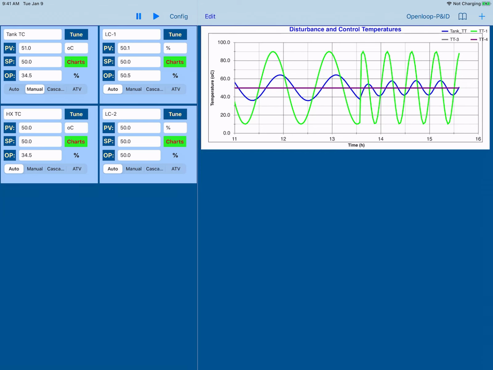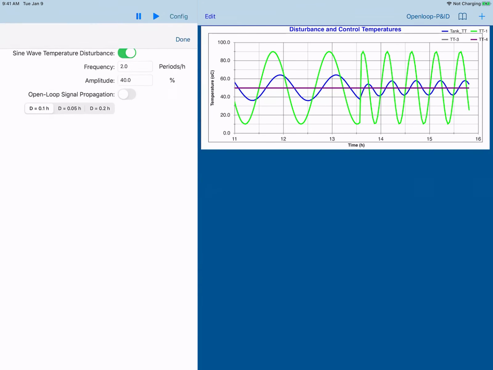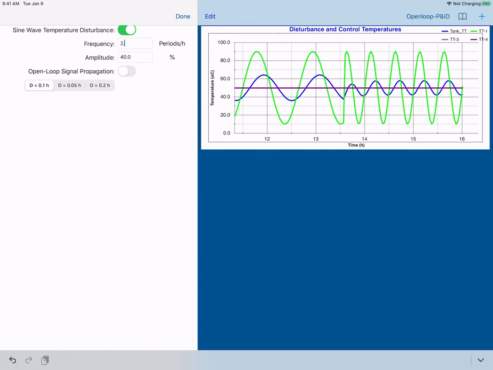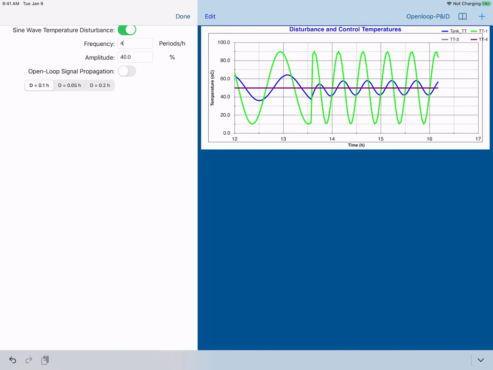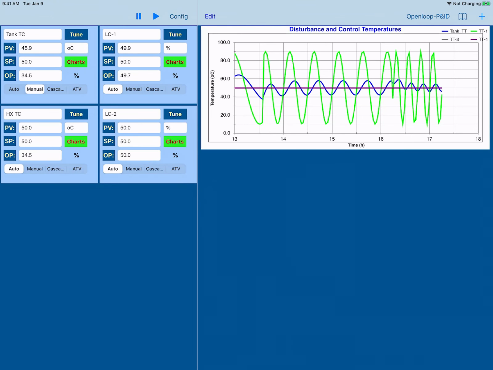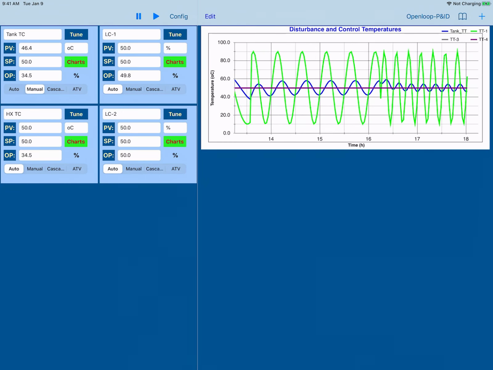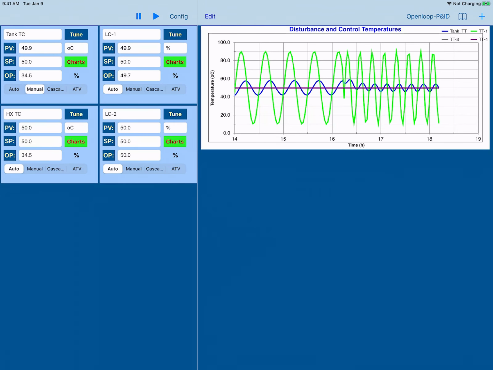And let's see if this trend continues. We'll put in yet another frequency, higher frequency of 4 periods per hour. The attenuation is clearly more pronounced again, and the amplitude is fairly low now on the tank temperature. Okay, let's now go back and review these curves in a little bit more detail. I've taken screenshots of them previously, and we'll go back and analyze them.